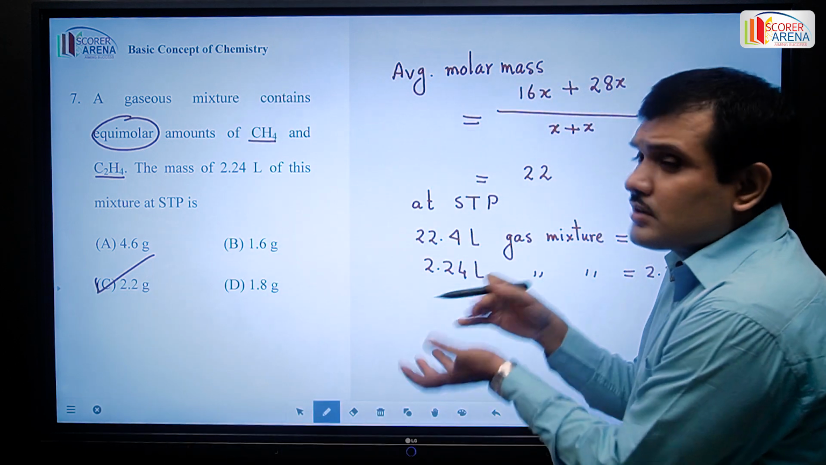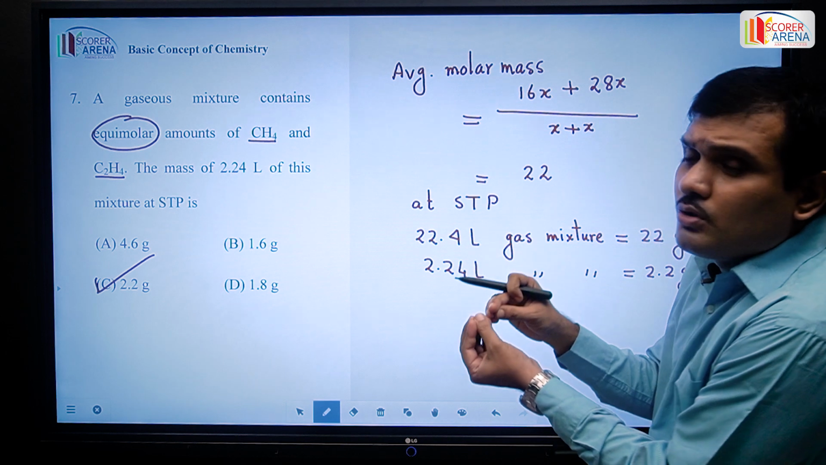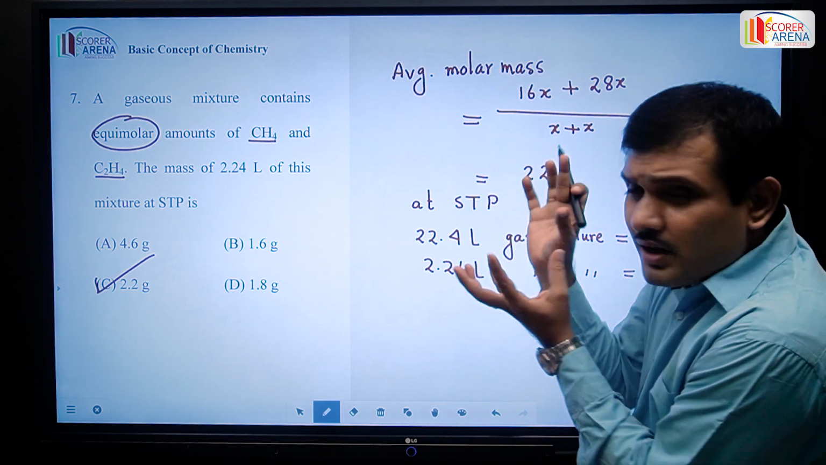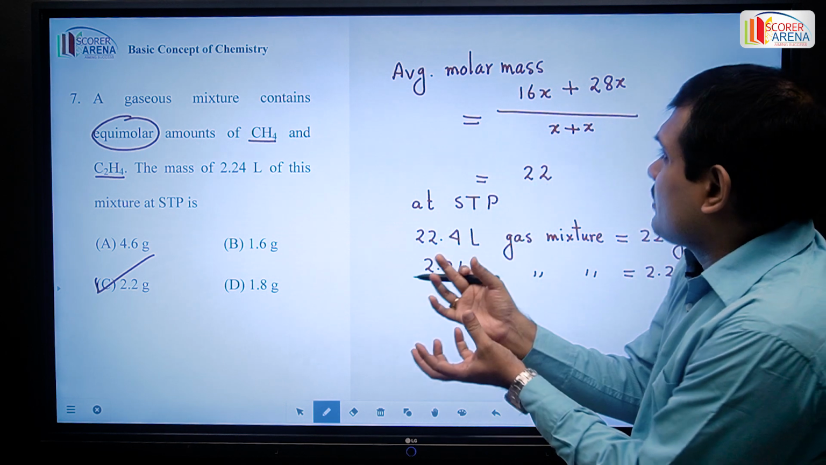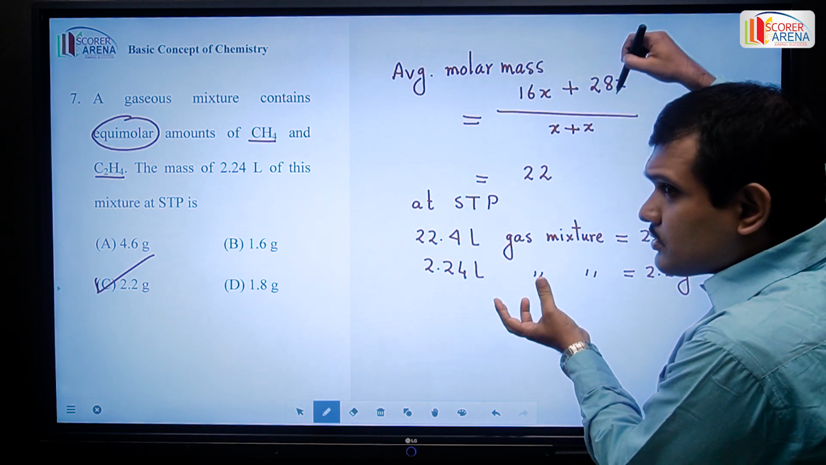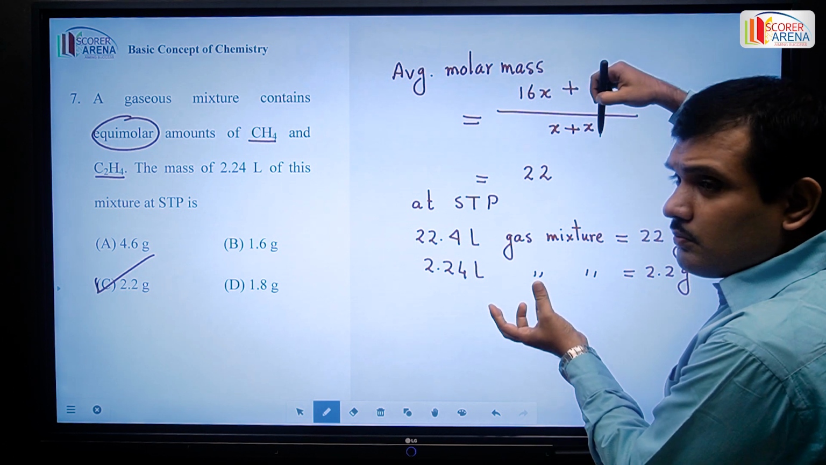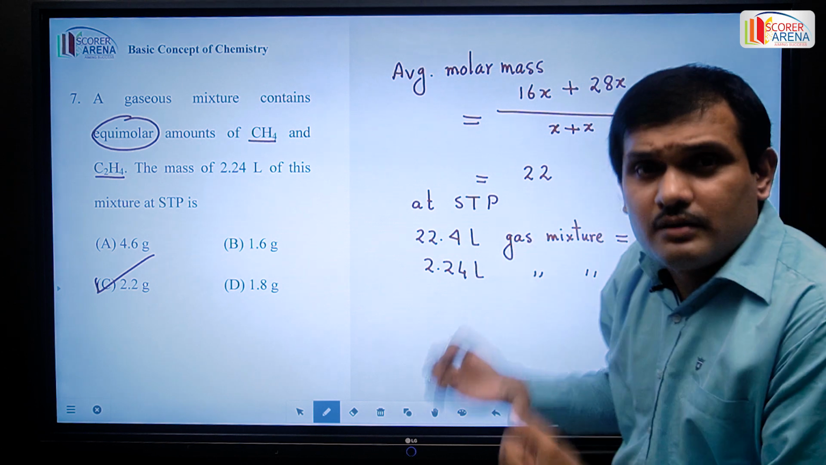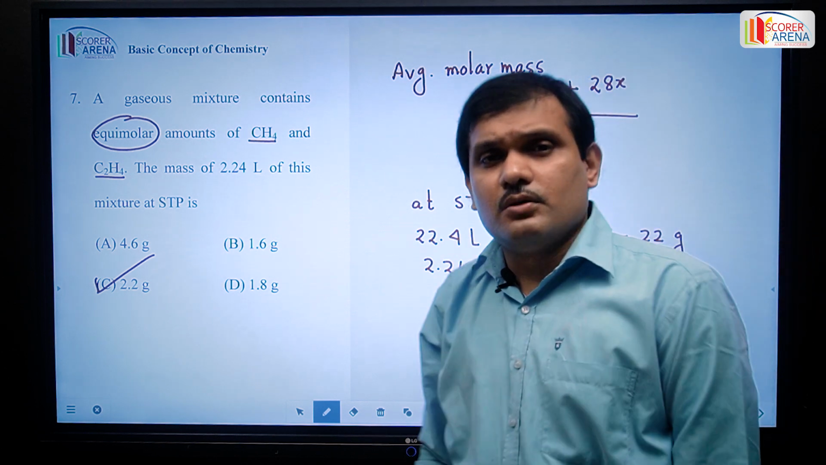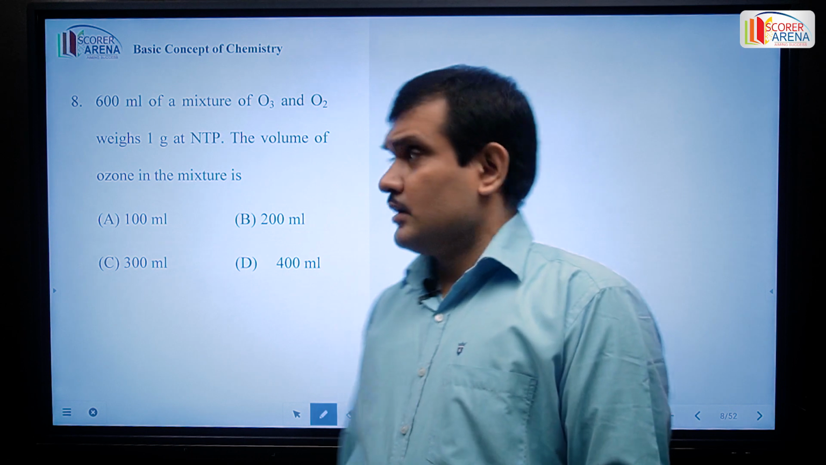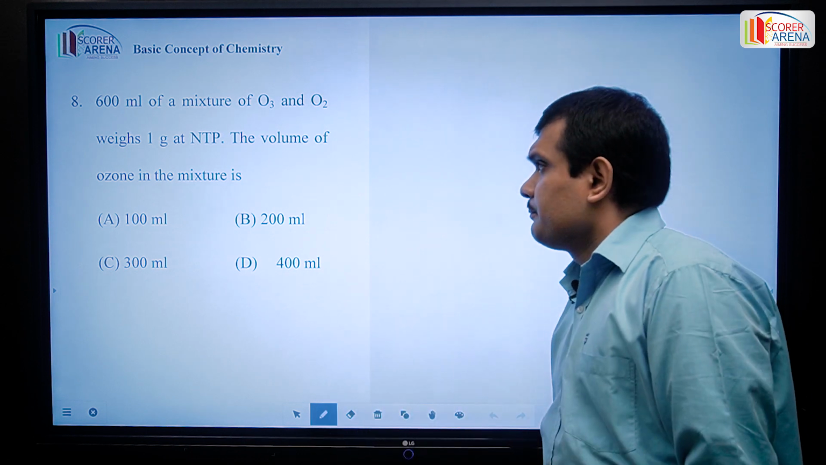So again, it is a question where we have to find out the molar mass of the mixture, and for calculation of molar mass, total mass by total number of moles. This concept we are again utilizing in this problem. Okay. So let us deal with the next problem.